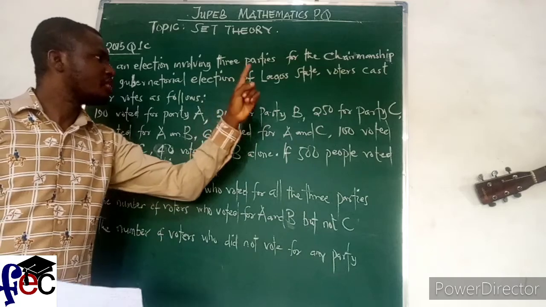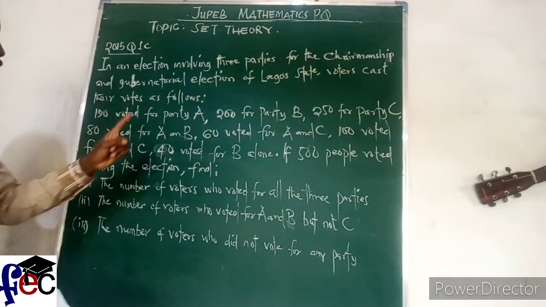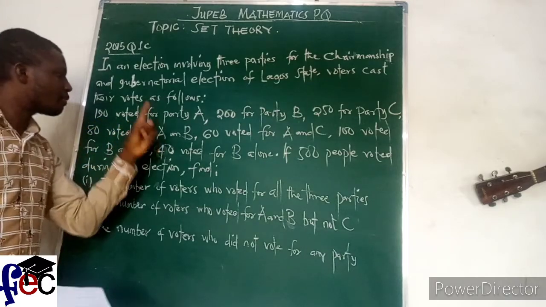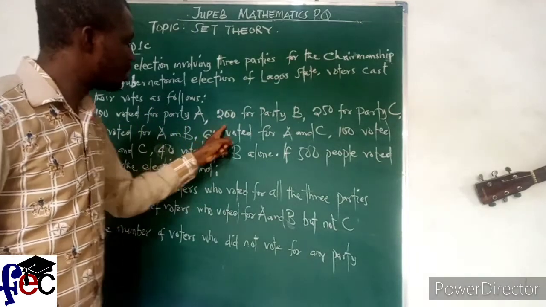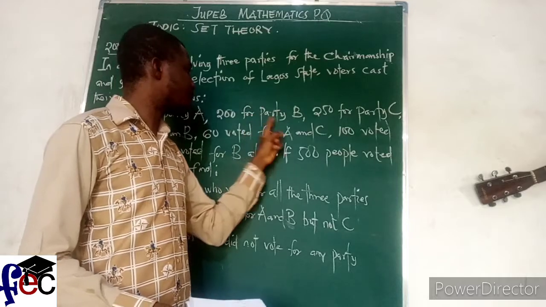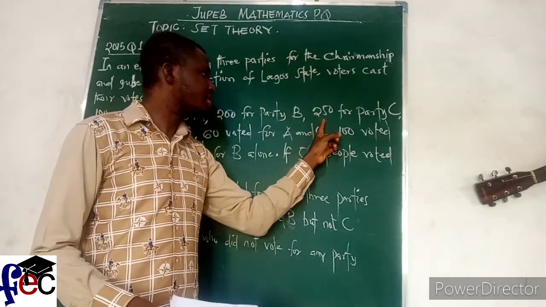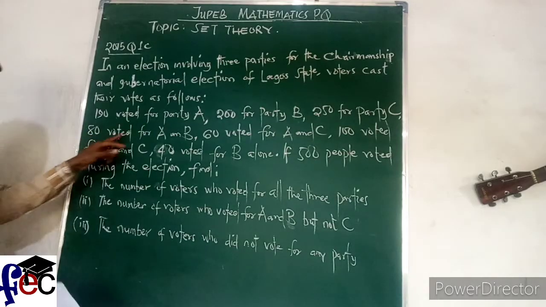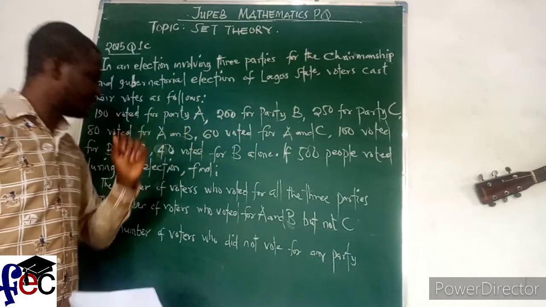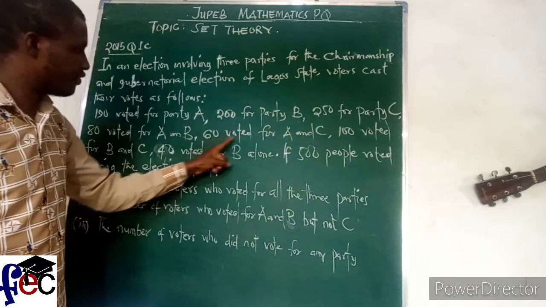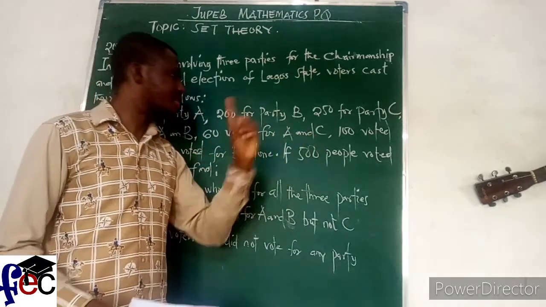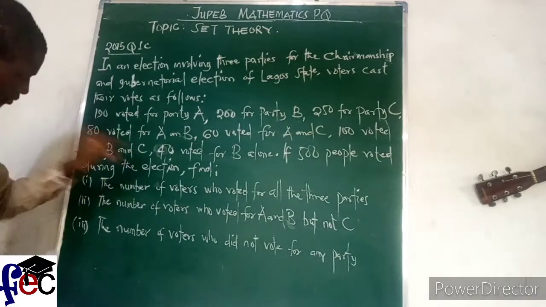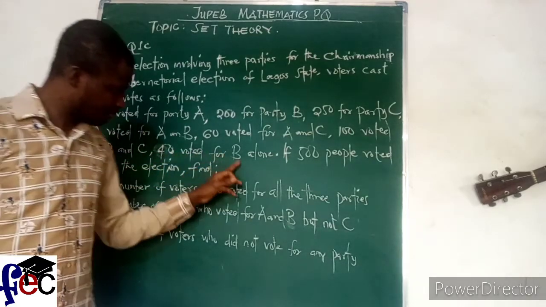Lagos State, voters cast their votes as follows: 190 voted for Party A, 200 voted for Party B, 250 for Party C, and 80 voted for A and B, 60 voted for A and C, 100 voted for B and C, 40 voted for B alone.